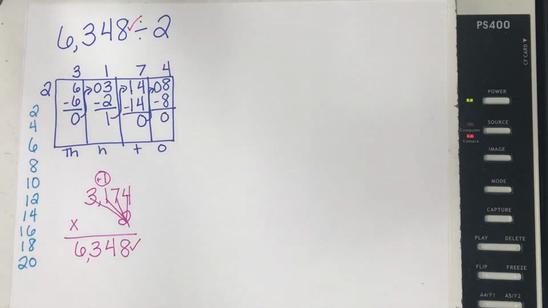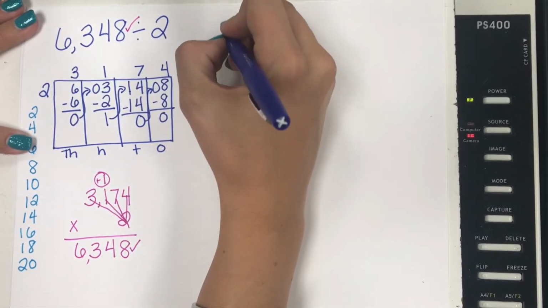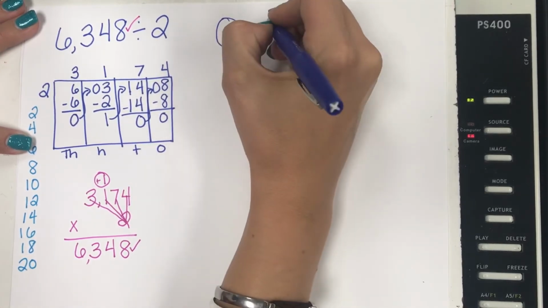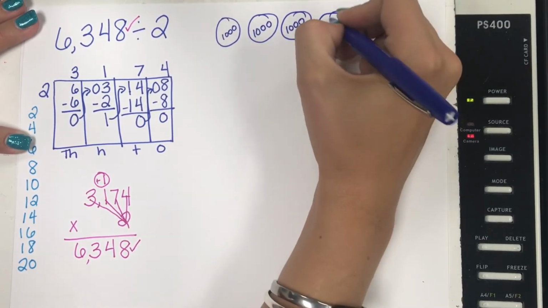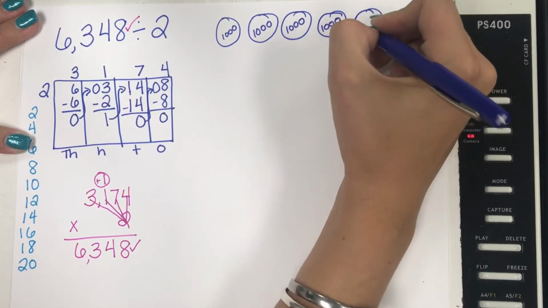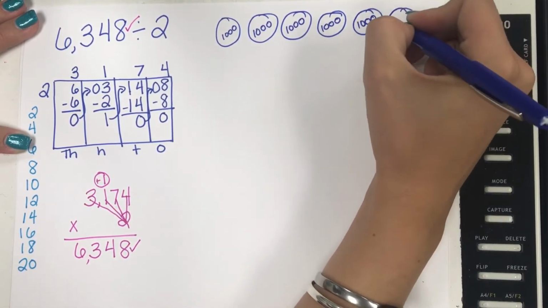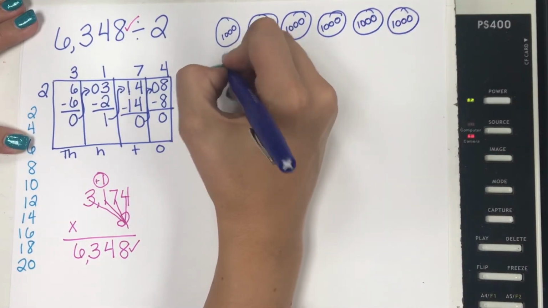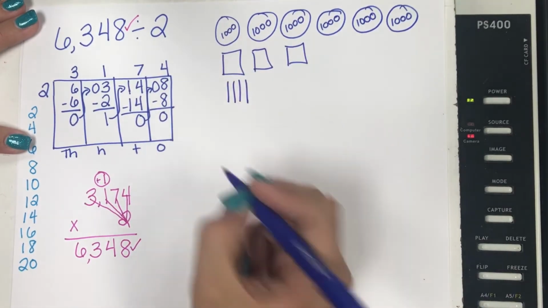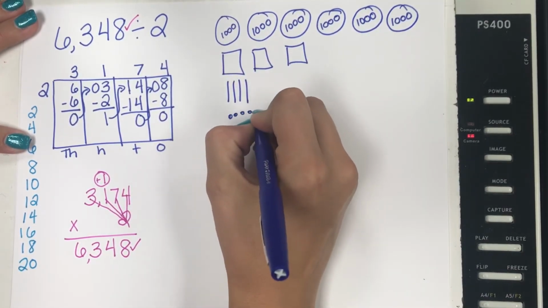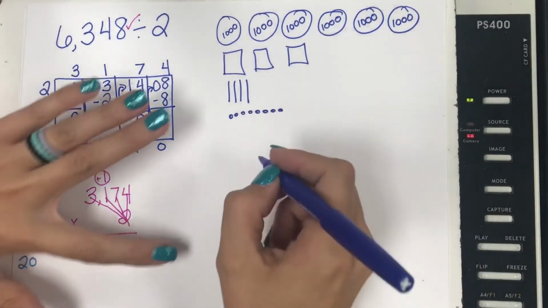Okay. Now, for those people that did not solve it that way, for those people that solved it with the pictures, I'm going to quickly go through that one. I have 1, 2, 3, 4, 5, 6 thousands, 3 hundreds, 4 tens, 8 ones.